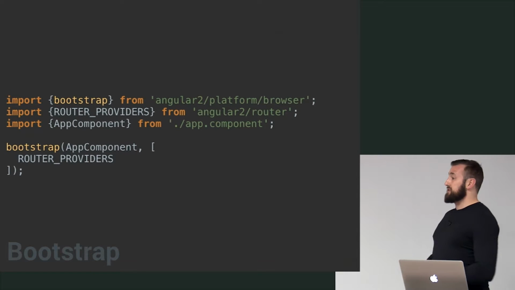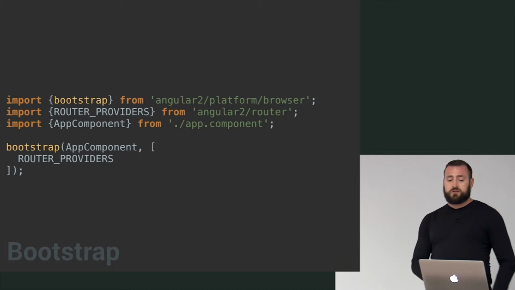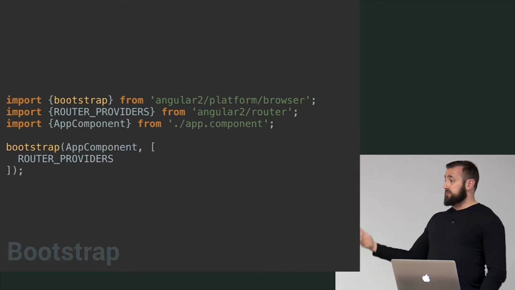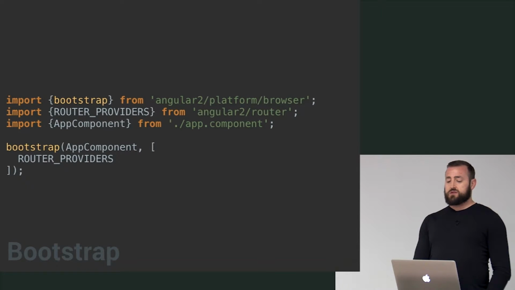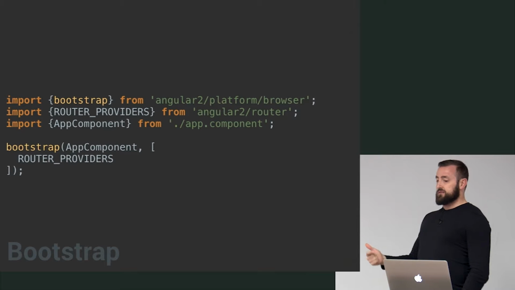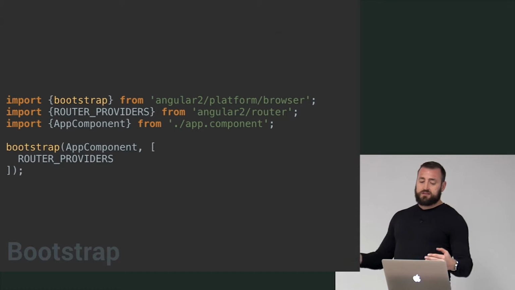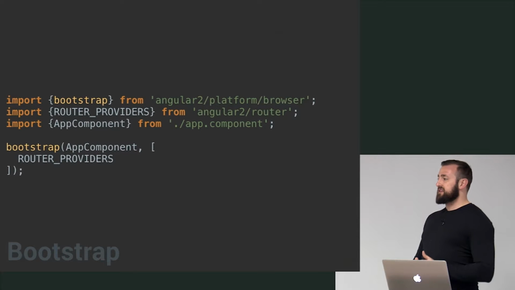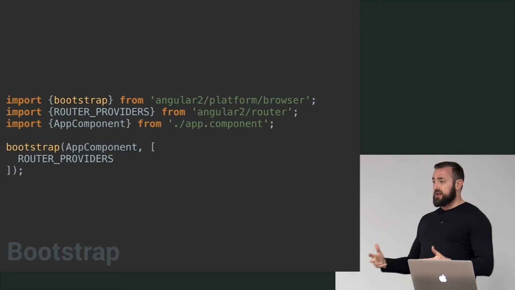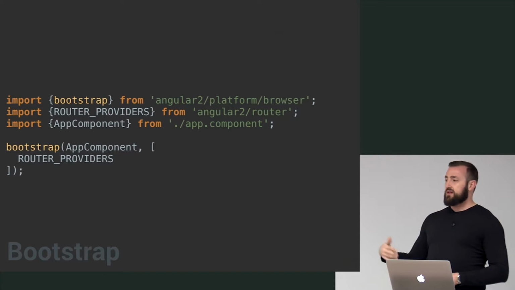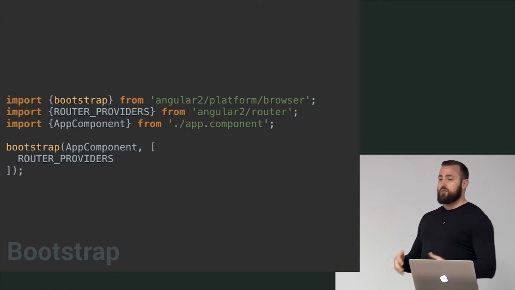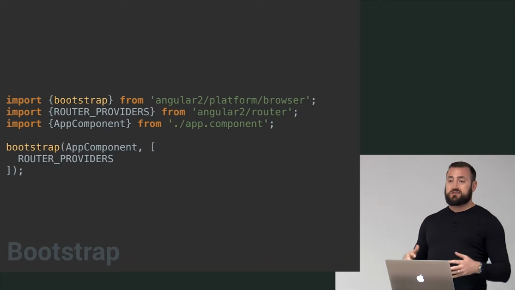In this case, we're going to call it, appropriately, app component. It's similar in nature to Angular 1, but we're importing the bootstrap module, our router providers, and app component, which is our top-level component. And we're just calling the bootstrap method and passing in the app component. So we're saying bootstrap the application with this app component. And here are the router providers as a top-level application dependency.